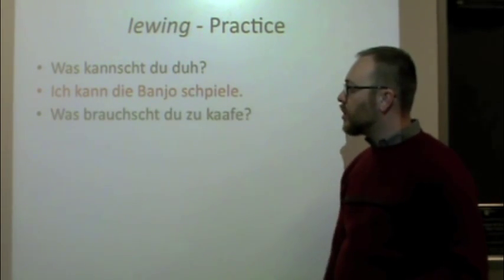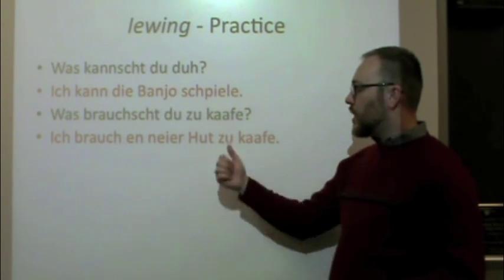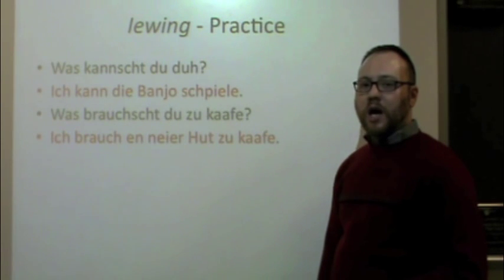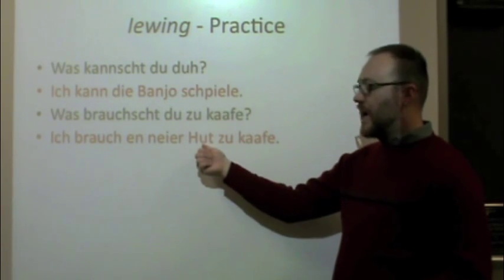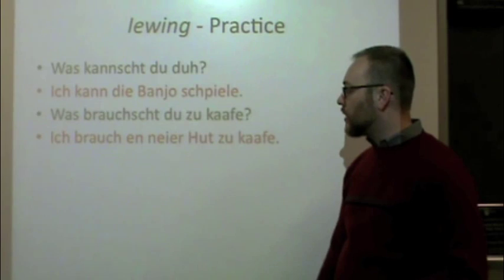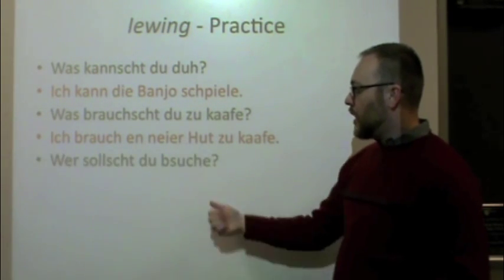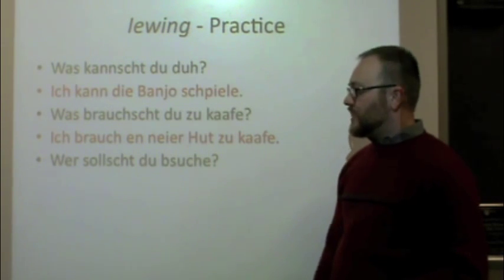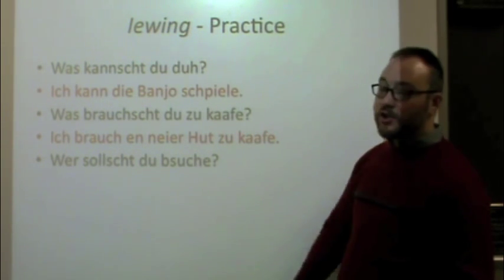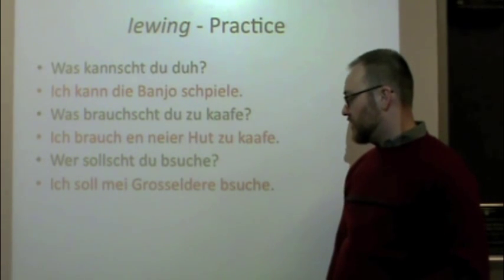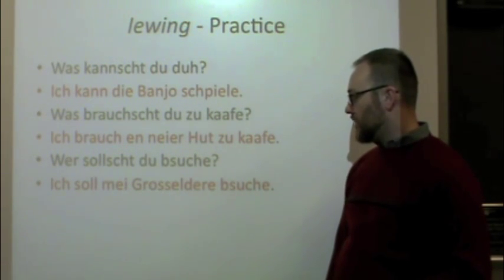Was brauchst du zu kaufen? I have this answer. Ich brauche ein neuer Hut zu kaufen. I need to buy a new hat, a Hut. Notice verbs at the end, where we need it to be. Wer sollst du besuchen? These are the same questions I threw at you before, but now I'm actually showing you my answers. Ich soll meine Großeltern besuchen.